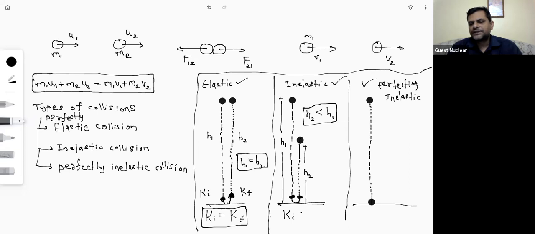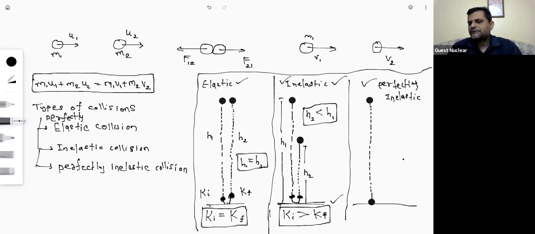That means the initial kinetic energy is going to be greater than the kinetic energy after the collision, that means the final kinetic energy. And hence we have some loss in the kinetic energy in this case. So you can see the initial kinetic energy is greater than the final kinetic energy. This happens in case of inelastic collision, no doubt.